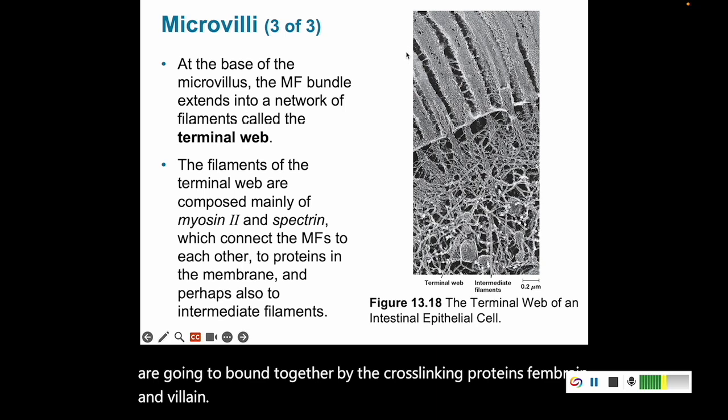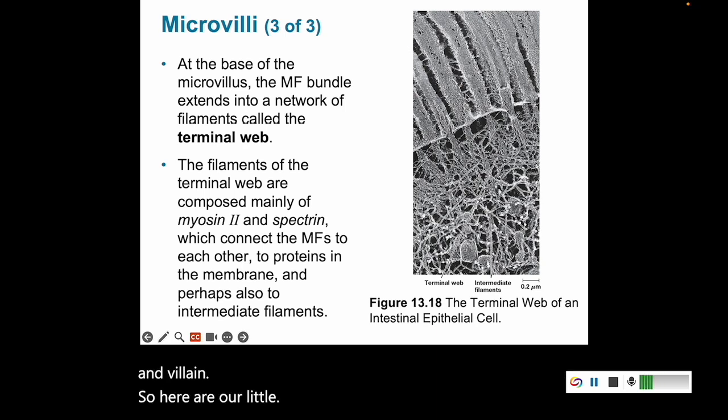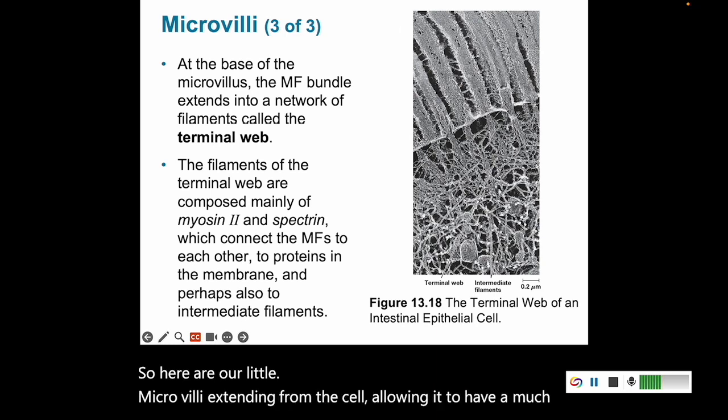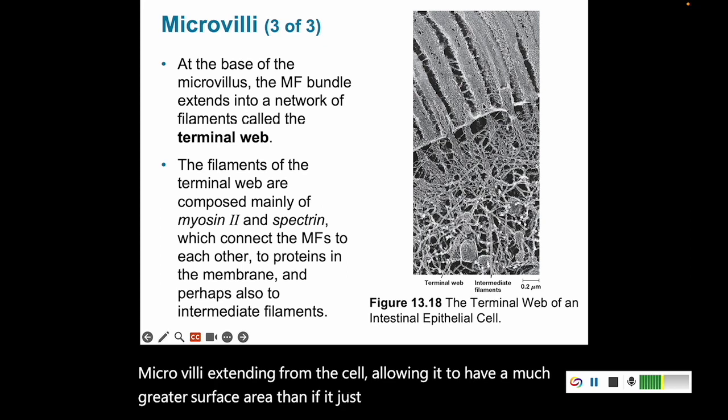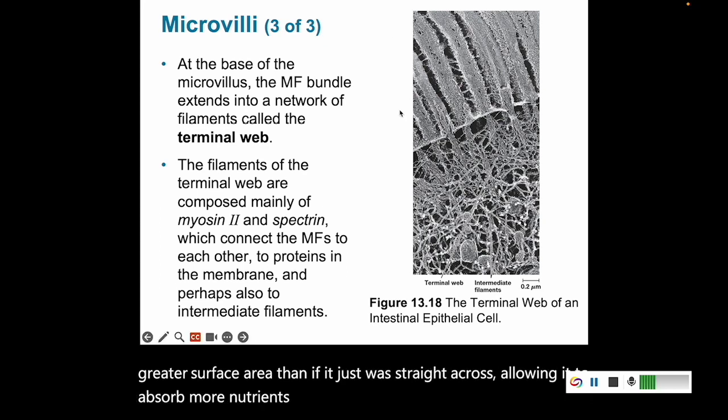So here are our little microvilli extending from the cell, allowing it to have a much greater surface area than if it just was straight across, allowing it to absorb more nutrients from the foods traveling through the lumen here.